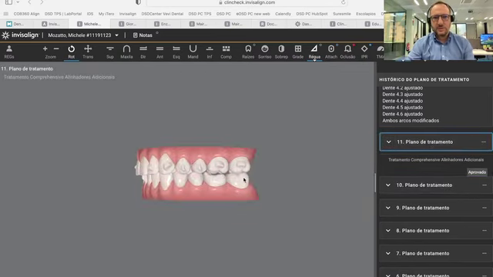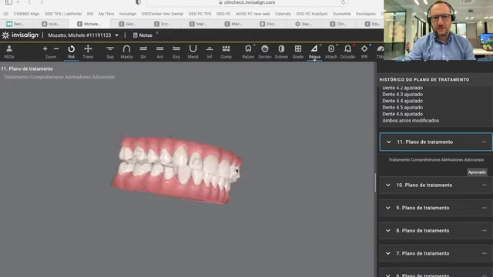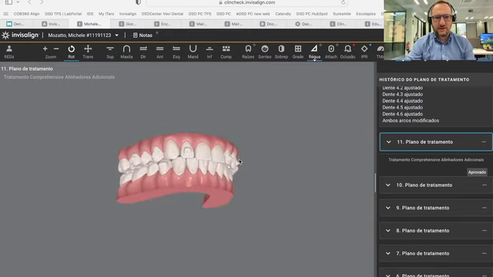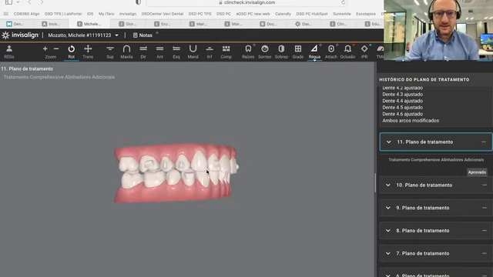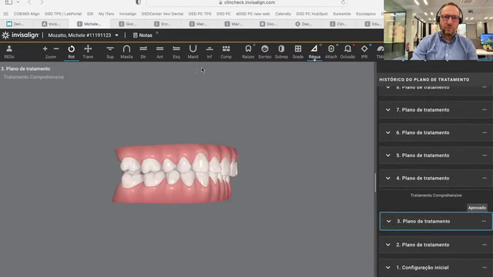Okay, the last one. So here we got, after finishing this set, we just want now to fine tune to finish the case. It's a class 2 still. We couldn't achieve the perfect class 1, but we could improve the occlusion and the contacts, and this is before the last additional liner. So in this case I can see two factors that probably compromised the treatment. One, I moved a lot of crowns at the same time.